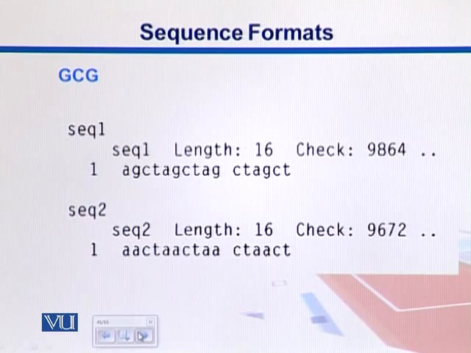GCG stands for Genetics Computer Group. Basically, it's a group of scientists who help the biological community by developing software and training programs to help with biological sequence analysis problems. They also came up with sequence formats which are kind of similar to the previous ones. Like NBRF, we have checksums, and we don't have the greater than sign, unlike FASTA. They also tell about the length of the sequence, and there can be multiple sequences in one file.